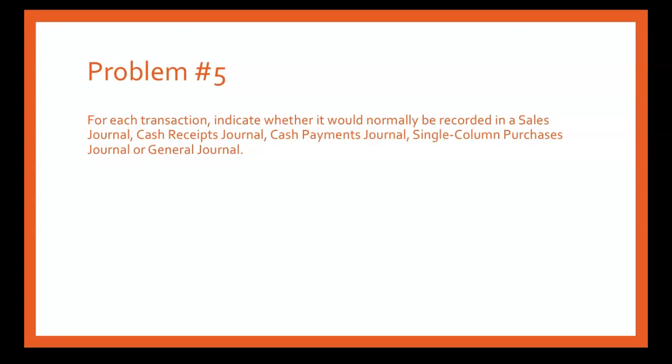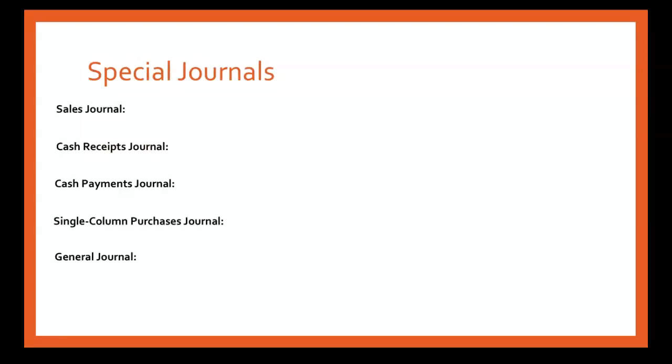Now, the last problem here, dealing with special journals, right? So we're going to have a long list of transactions, and we're going to need to say which special journal it gets recorded into. So let's talk about our journals here, right? So we have a sales journal. Well, a sales journal is going to be any time that you had a sale of merchandise on account. And it's important that we remember all of the pieces here. It's not just a sale of merchandise, and it's not just a sale on account. It has to be a sale of merchandise on account.